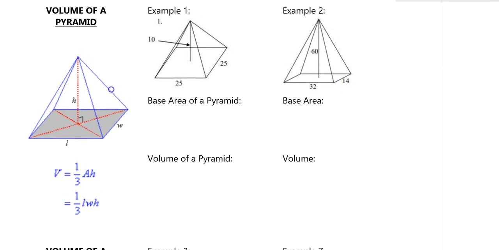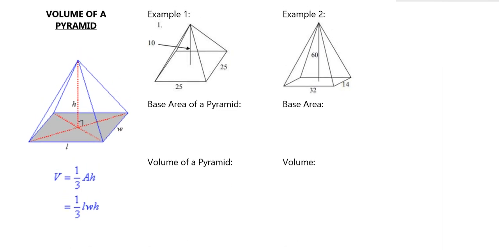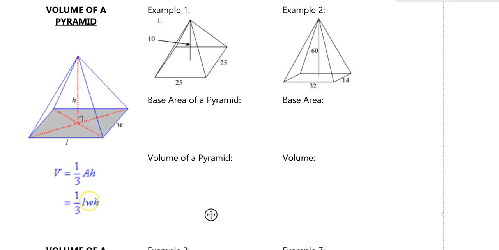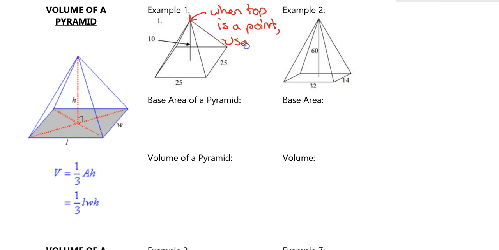The base of this pyramid is still a rectangle or a square, so length times width. The volume of a pyramid is 1/3 times the area of the base times the height, or 1/3 length times width times height. It's not that different from a prism, which is length times width times height. The only thing that's different is when the top is a point, you use 1/3. This is just like a prism, except you have a base of a rectangle, but the top is a point instead of another rectangle.